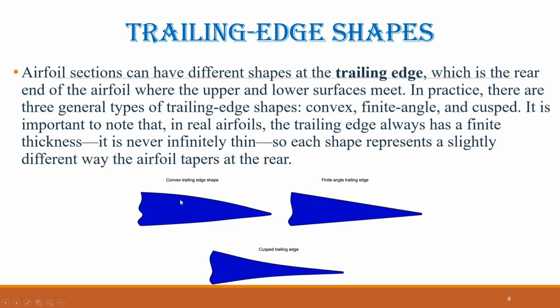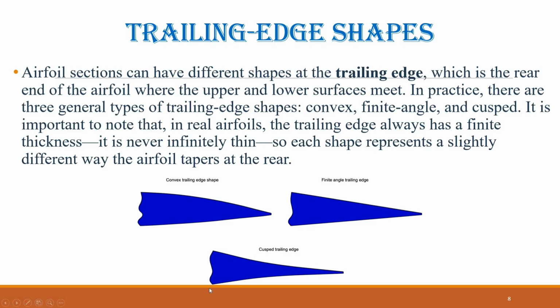The convex trailing edge curves outward away from the airfoil surface, forming a smooth, rounded end. This shape creates a sharp edge that terminates at a finite angle relative to the airfoil surface. Finite angle trailing edges are designed to end at a clear angle and are commonly used in many standard airfoil designs to achieve balanced aerodynamic characteristics, such as lift and drag performance.